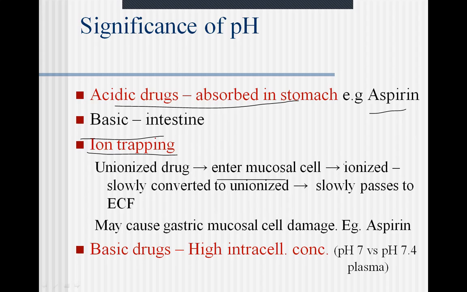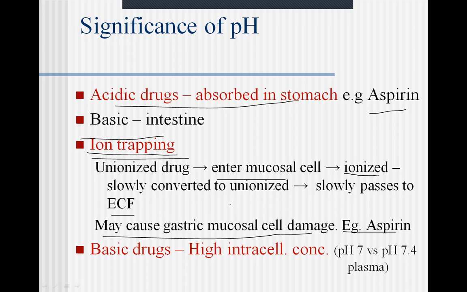Now inside the mucosal cell, the pH is alkaline. So this particular drug gets ionized here. And because of this ionization, this ionized molecule is not able to pass through the cell and gets trapped inside the cell, which is known as ion trapping. Now this ionized molecule is very slowly converted to the unionized form and it slowly passes to the extracellular fluid.